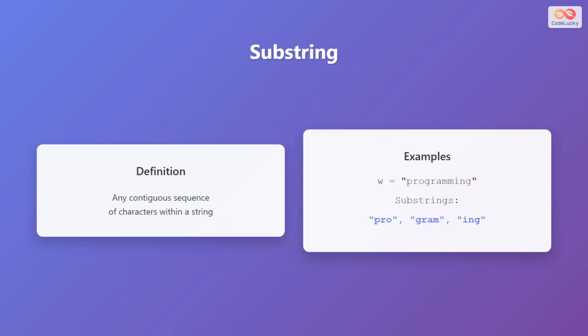Now let's define what a substring is. A substring is any contiguous sequence of characters within a string. For instance, if W is equal to the string PROGRAMMING, then some substrings of W include PRO, GRAM, and ING.